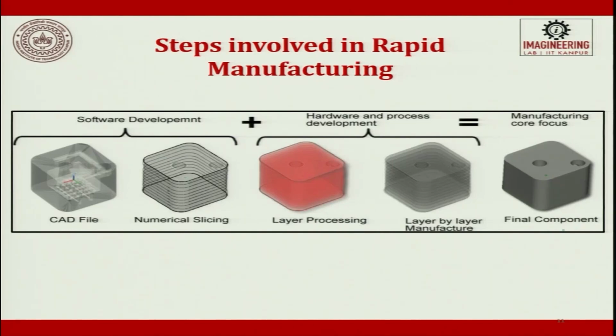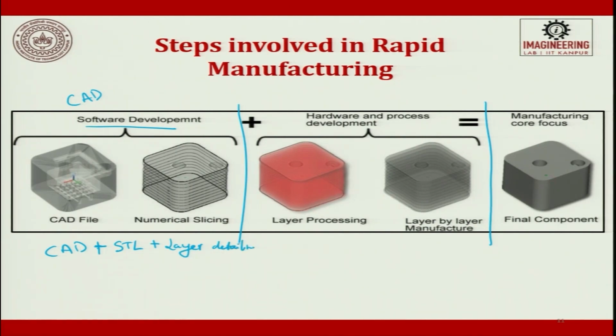So, this is what we were discussing till now. We will try to divide it into two steps. The first step is all done in a CAD software. So, software development, a CAD file is drawn. Then you make facets, and after facets you will try to make layers. So, CAD, then the next step is going to be STL, then it is going to be layer by layer detailing, which is nothing but slicing. All these things are done in the CAD environment.